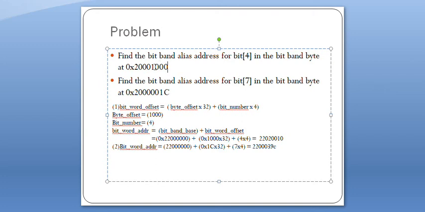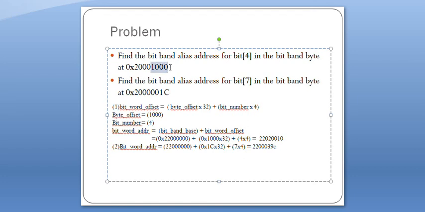This is your bitband region. It is not the bitband alias region. So this falls in the bitband region. Its 4th bit has to be altered, and it has to be set to 1 using the bitband alias address concept. So the bit word offset is equal to byte offset into 32 plus bit number into 4. So what is the byte offset? Evaluate this one. Byte offset is actually this address.